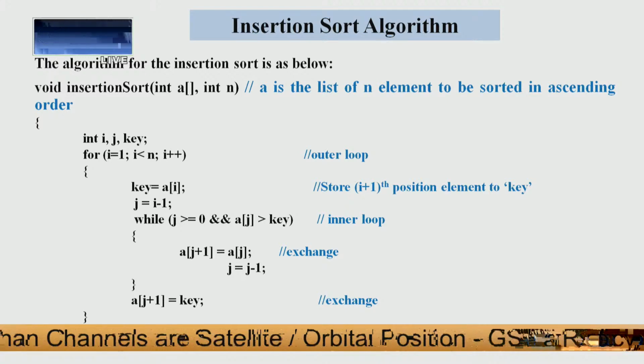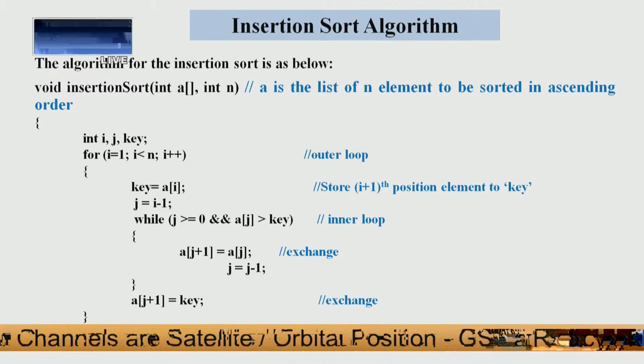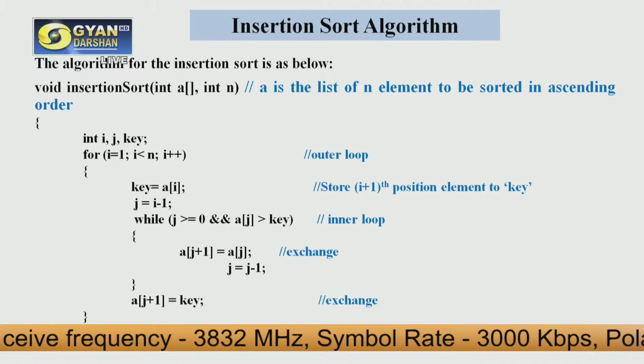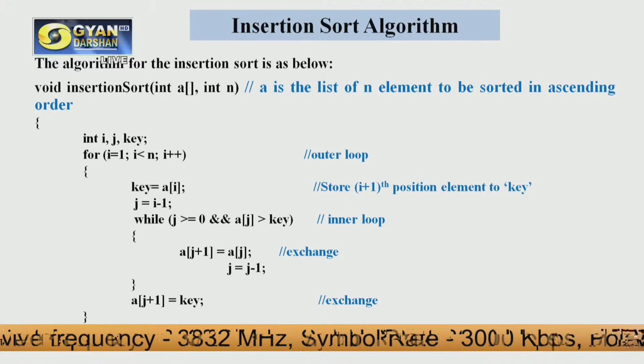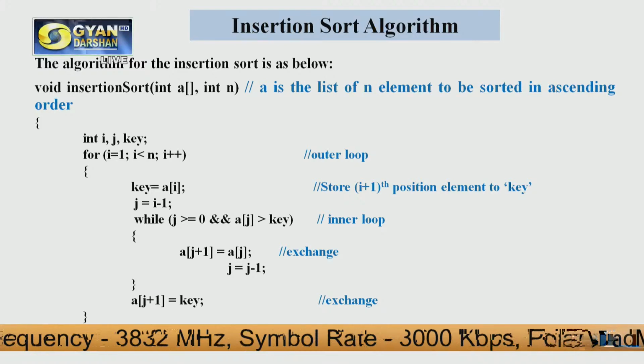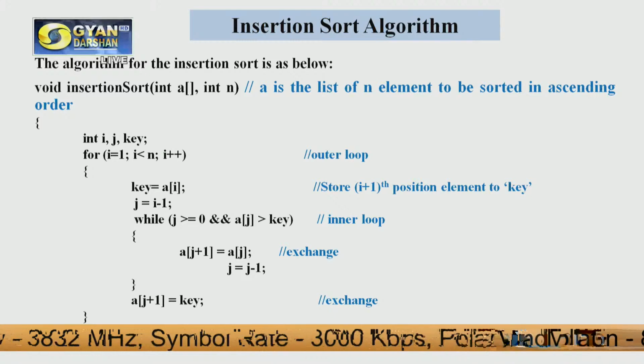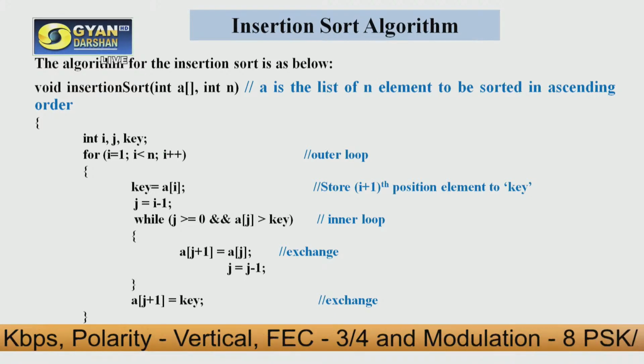And if the value stored in the key is smaller than the items which are there in the sorted list, then one by one, till the items are there in the sorted list, they are shifted one place toward the right, and a location is found from the sorted list where that particular key is inserted.